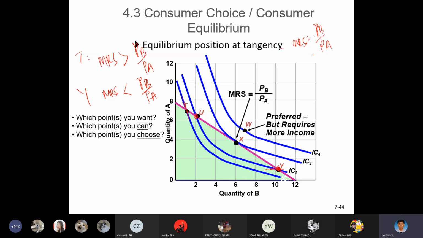So which point can you choose? We have T, U, X, and Y. Basically, we choose X because X achieves this situation. The slopes are the same, and at the same time it gives you higher utility compared to indifference curve 1 and indifference curve 2. Any problem?